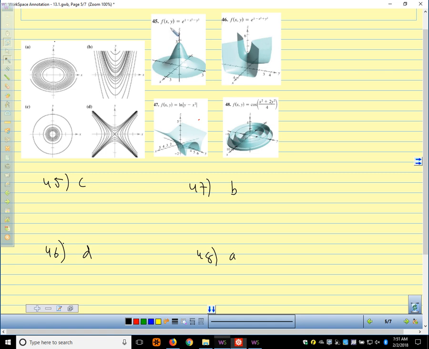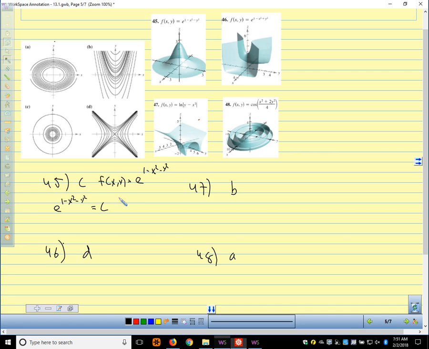So 45 is f of xy equals e to the 1 minus x squared minus y squared. To get the contour lines, to get the level curves, we're going to set that equal to a constant. e to the 1 minus x squared minus y squared equals a constant. And I want to get an equation in x and y.